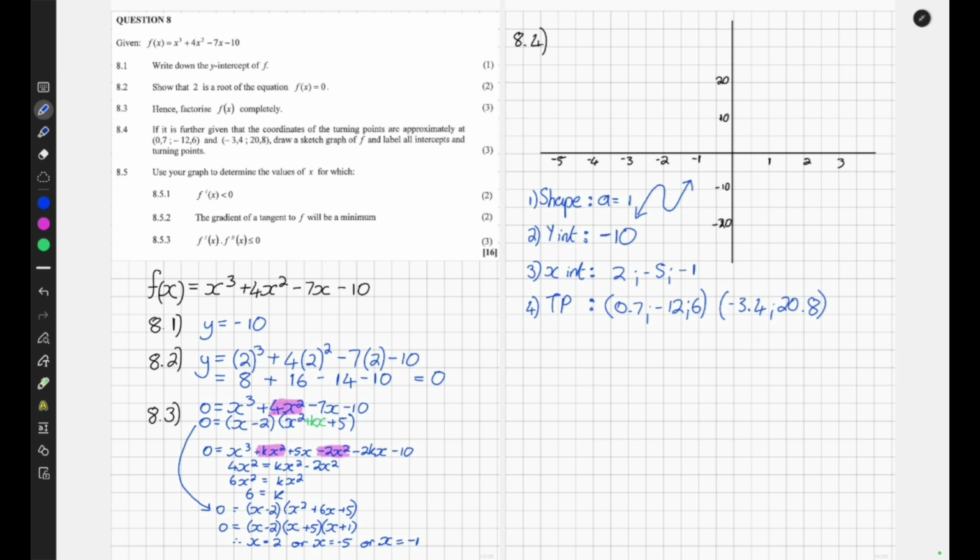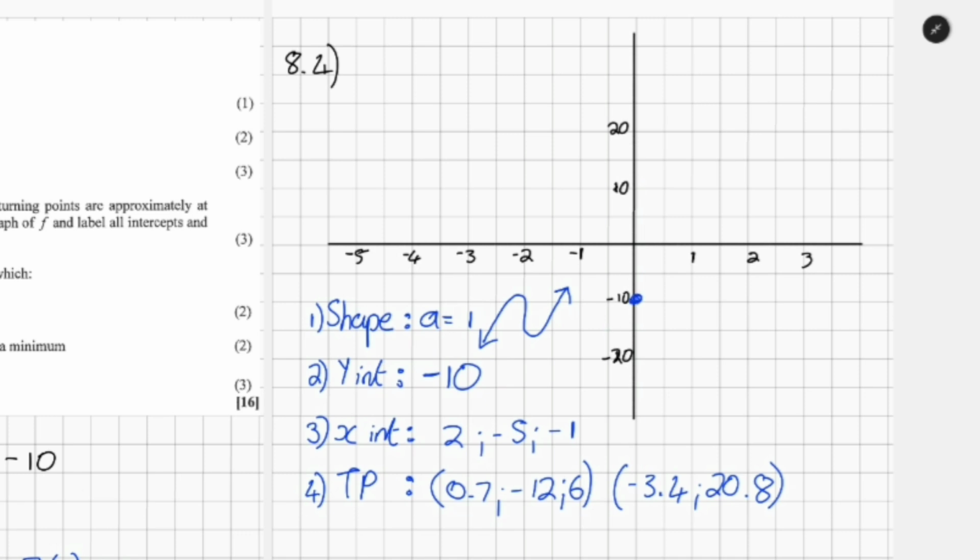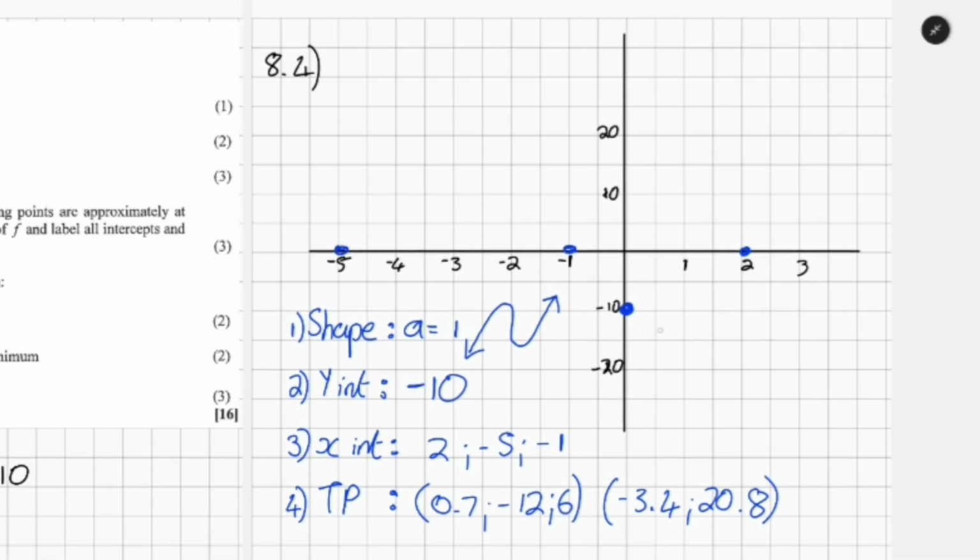But in this case, that was not necessary. Now I can just go and plot all the points that they tell me. So they tell me the y-intercept is minus 10. They tell me the x-intercepts will be at 2, at minus 1, and at minus 5. My turning points, and now I just need to be very accurate, it's going to be at 0.7 and minus 12, so it's there somewhere.